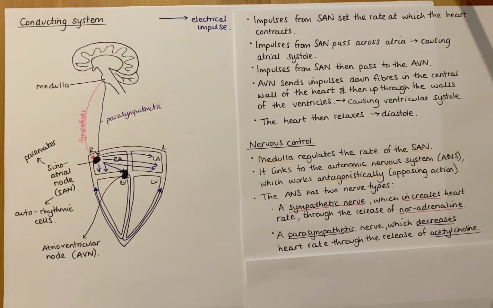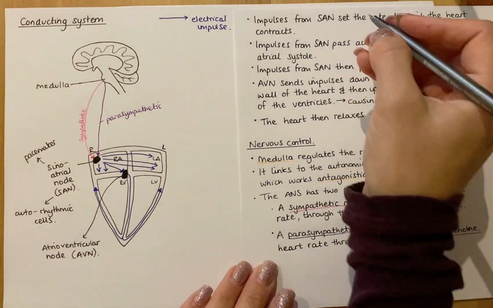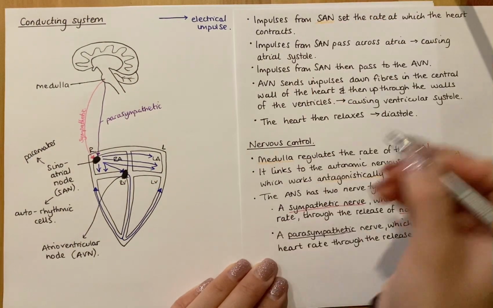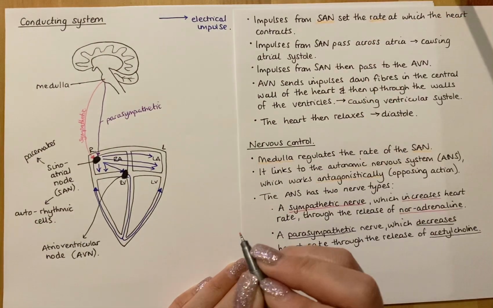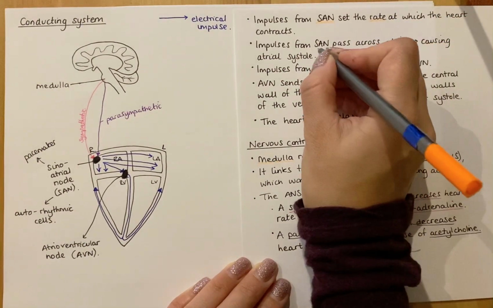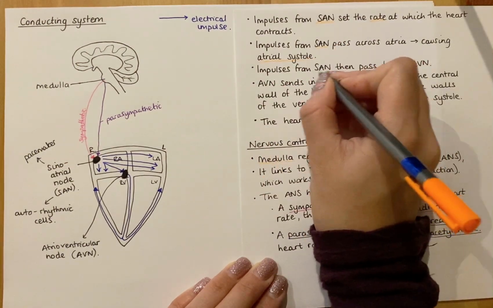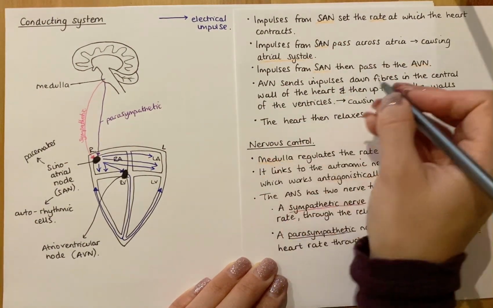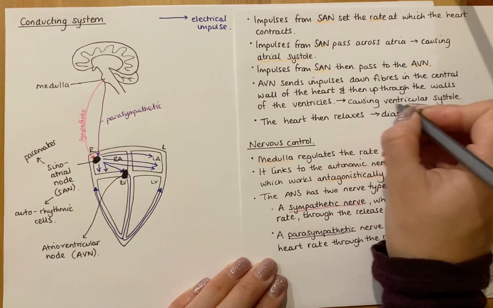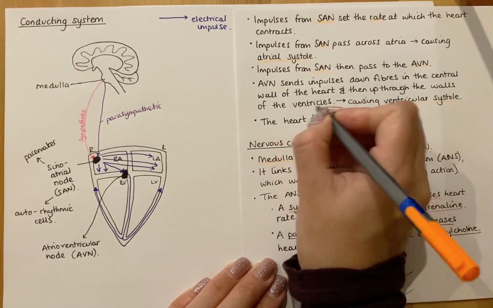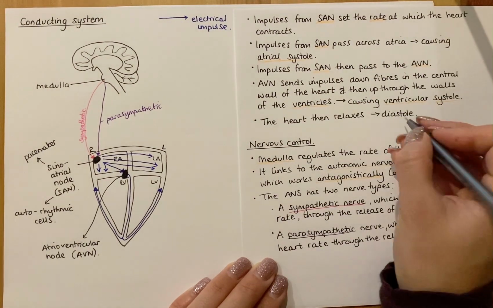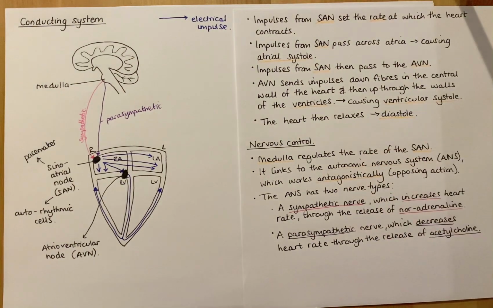Now for your conducting system on its own, without the nervous control part, you want to talk about the SAN and what the purpose of that is. So it sets the rate. And then talk about the impulses causing atrial systole. And then going from the SAN to the AVN and causing ventricular systole when it passes up the walls of those ventricles. And then talking about diastole being that final stage before it starts again.